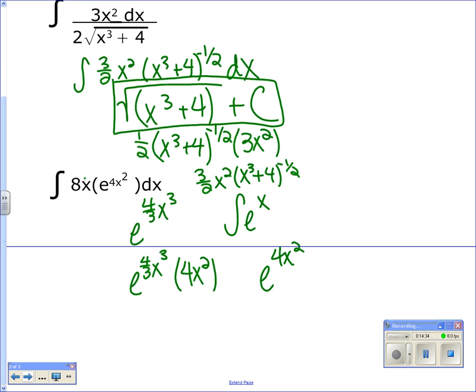Does that make sense? Anytime you integrate e to the x, you're always going to have that same thing in both. Is it? You think so? Okay, so if you take the derivative, it'd be e to the 4x squared, and then times what? 8x. Does that make sense? Do you see how that works?